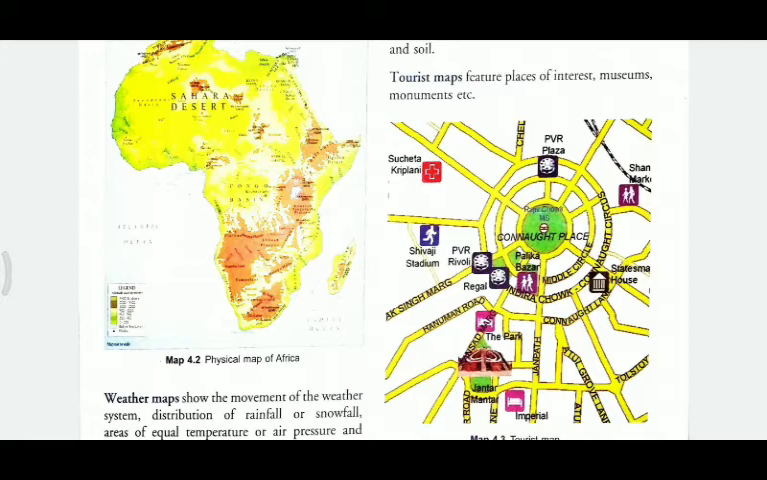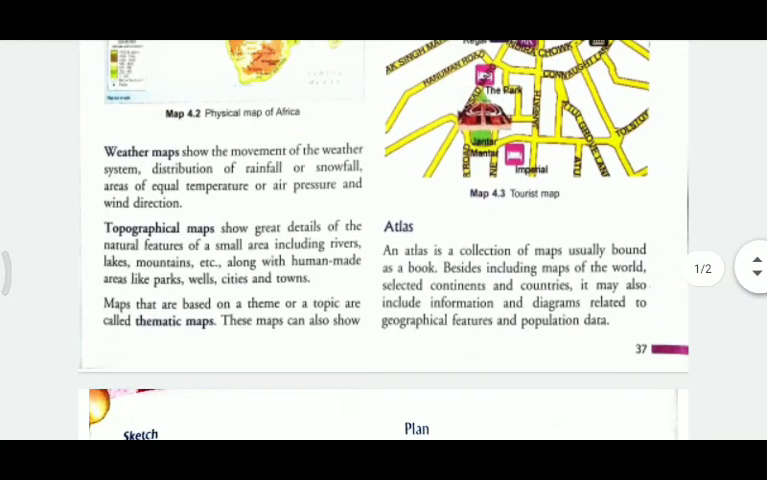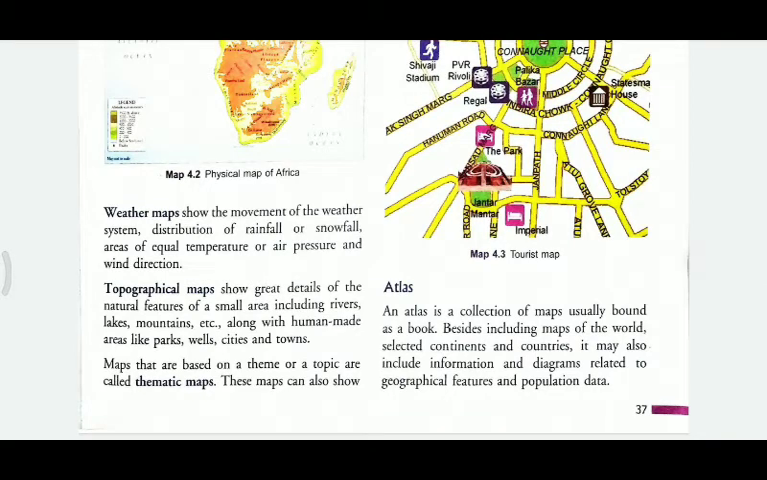So dear student, this was the explanation of a tourist map 4.3. Now we are going to know about atlas. An atlas is a collection of maps, usually bound as a book. So here the definition of atlas is clear, dear student. Atlas is a collection of maps and usually it is bound as a book.